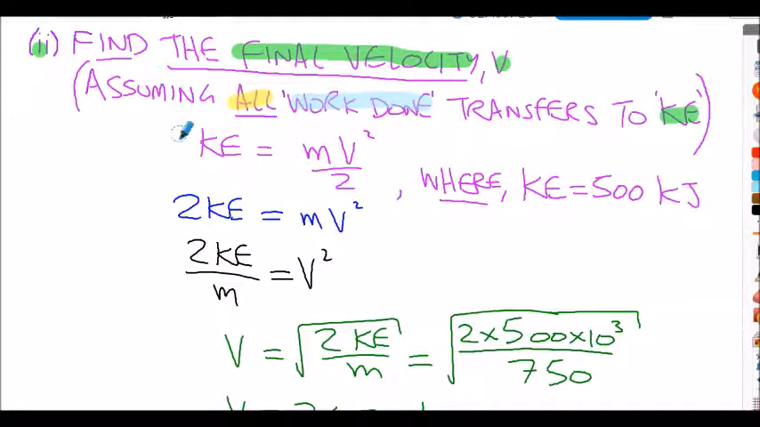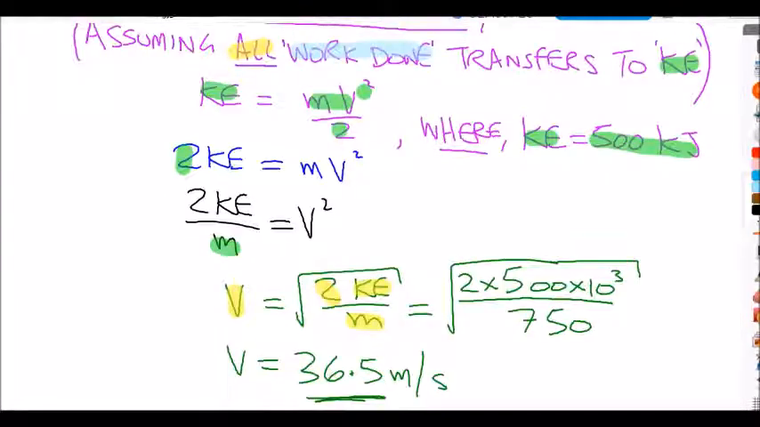So from the formula, KE equals mv squared divided by 2. We know that KE is 500 kilojoules from the first part of the question, so we can rearrange our equation to make V the subject. So multiply both sides by 2, divide both sides by m, and then square root both sides. We end up with velocity V is equal to the square root of 2 multiplied by the kinetic energy divided by the mass. Inserting the figures into our equation, the velocity is 36.5 meters per second.